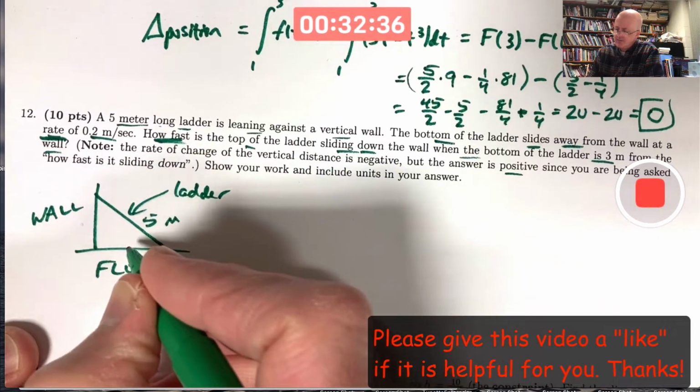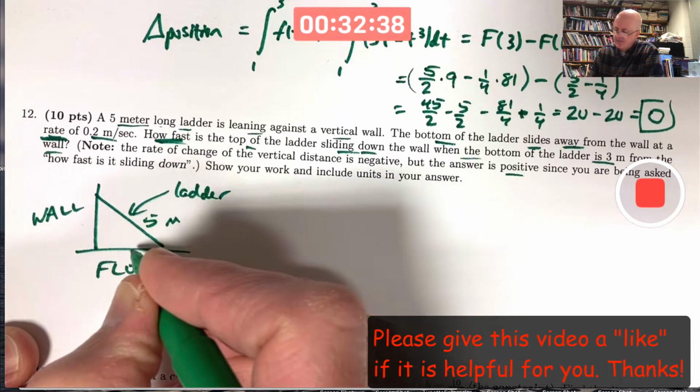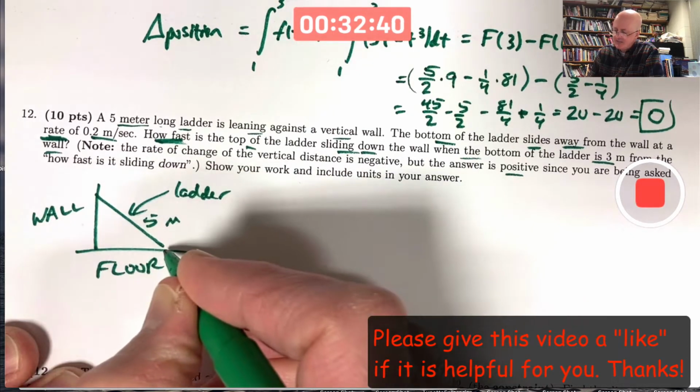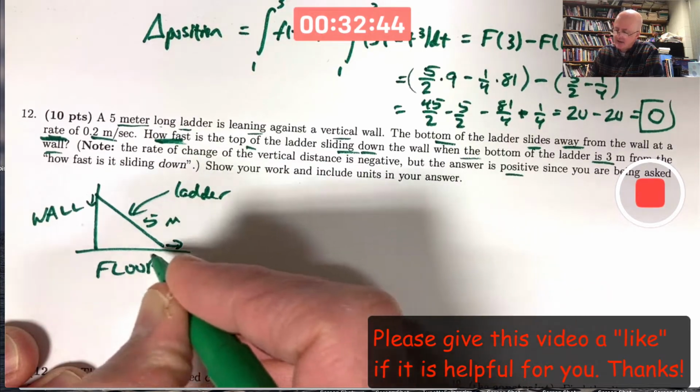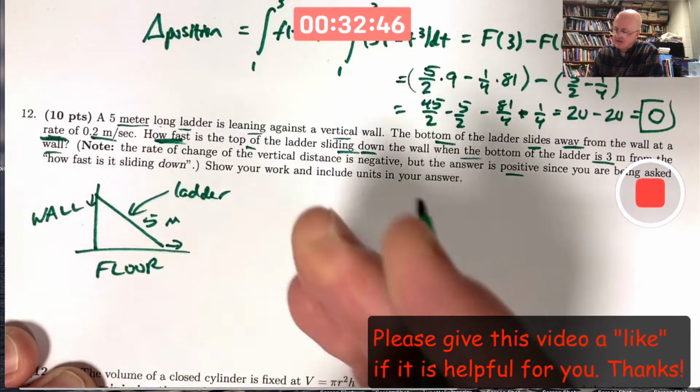So what do you need to do? So again, the ladder is a fixed length, 5 meters, but it's sliding. This is going down as this goes to the right. It stays on the floor and the wall. It's not jumping or anything.